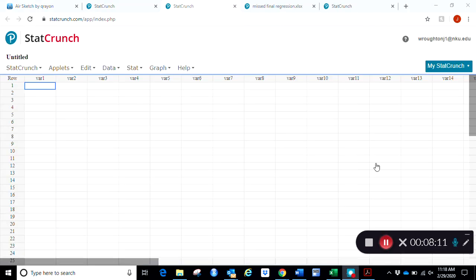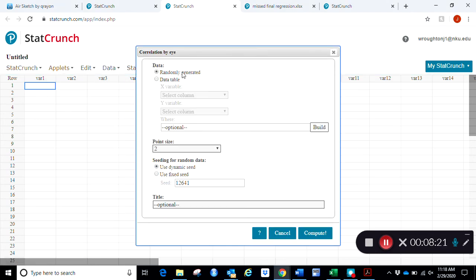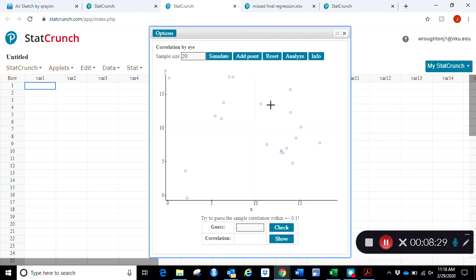If you would like to have some fun with correlation, there's actually an applet in StatCrunch that can do this. If you look, there's something called here correlation by eye. So if you click on that, you can just get some randomly generated data. And so I can just really hit compute here, and it'll give me a nice little picture and these points that you can see on it, and you can try to guess the correlation.